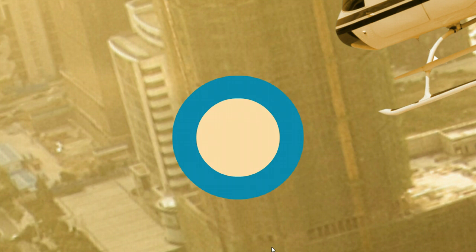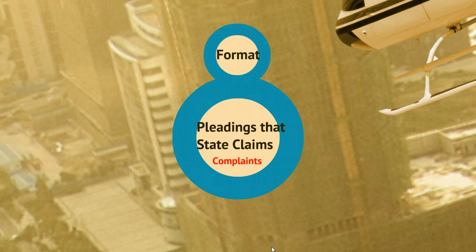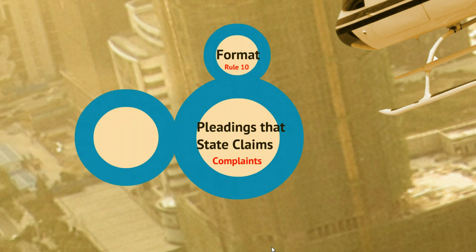So consider what works best for you. So the same kind of content. Pleadings that state claims. Now I'm going to list in here complaints as being one of the examples of things I have that state claims. As a separate bubble, I might have format, and list under it Rule 10, and I might list the caption, the counts, the numbering there.